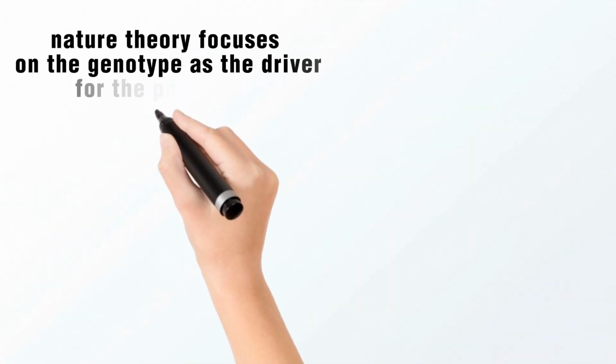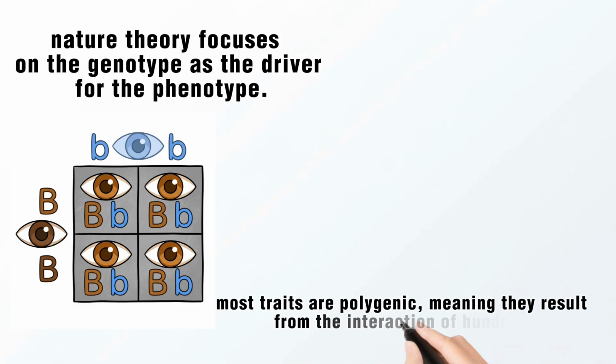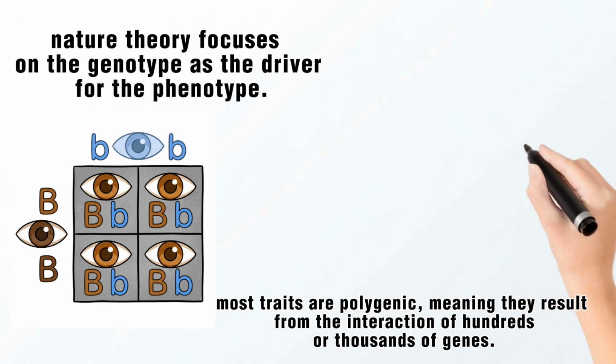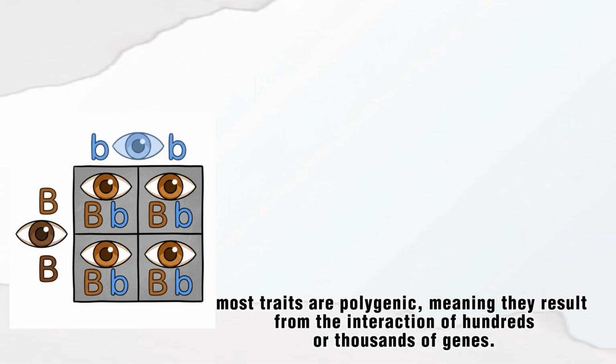Nature theory focuses on the genotype as the driver for the phenotype. Most traits are polygenic, meaning they result from the interaction of hundreds or thousands of genes.